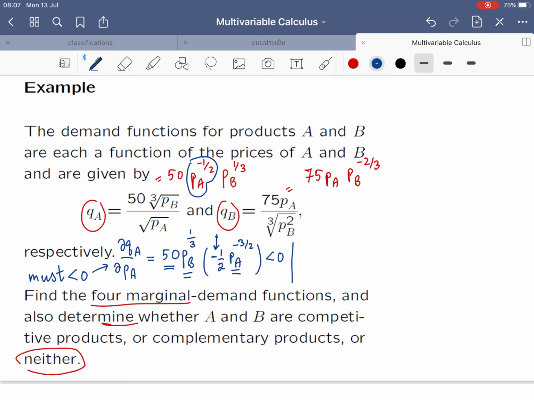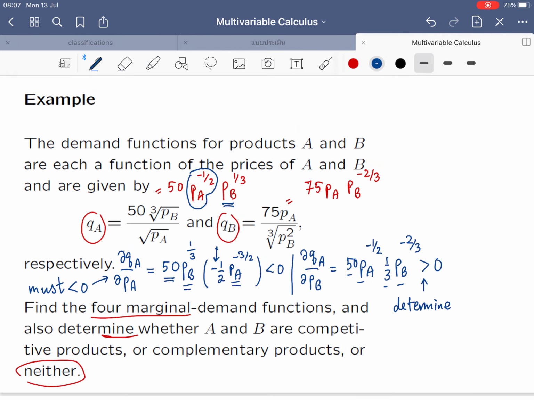So now what else can we find from the demand of the product A? Of course, the demand of the product A with respect to the second price, PB. So it means that now your PA and the 50 are constant, and the derivative goes directly to PB raised to the power 1/3, which is 1/3 PB raised to the power negative 2/3. So they are all positive, right? So this one, as we told you, we really need to determine; this is not a must, we need to determine it as we have in the problem.